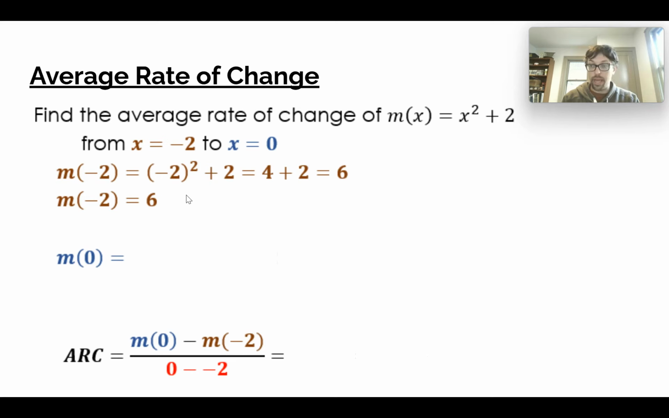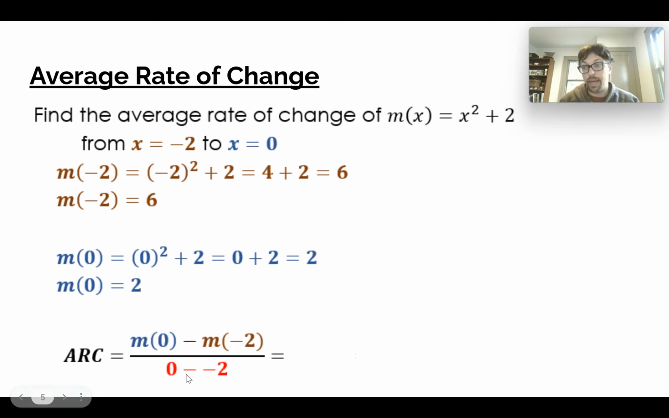Then I got to do that m of 0. So again, I'll plug in 0 where that x value is. M of 0 will be 0 plus 2, which is 2. So m of 0 is 2. So now I know those two values, and I'm able to plug it into my average rate of change formula. Remember, it doesn't matter what order you put these things in. We just need to make sure that these are both 0, those are both -2, and you've got a minus in the middle.